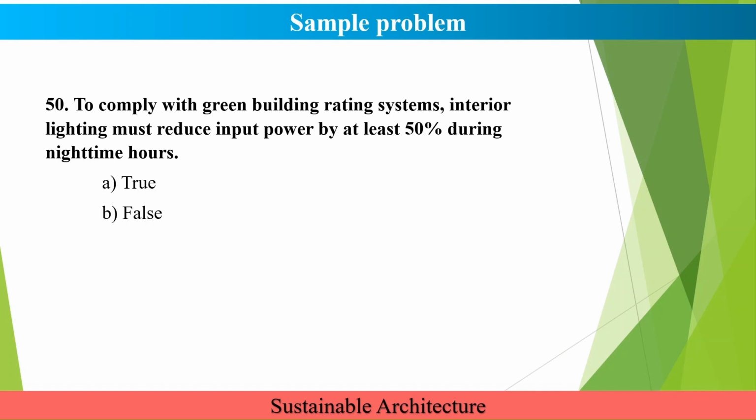So, when it is a matter of compliance, it is not a specification of what it should be. It is a specification of what it should reduce. Whatever it was before, to comply with the green building requirement, it should reduce by at least 50%. Okay, but in that slide that we had, it was written that all non-emergency interior luminaires.